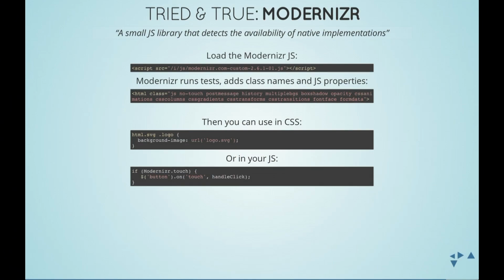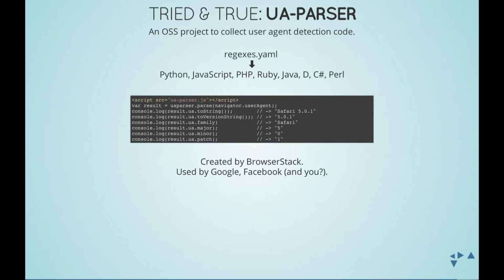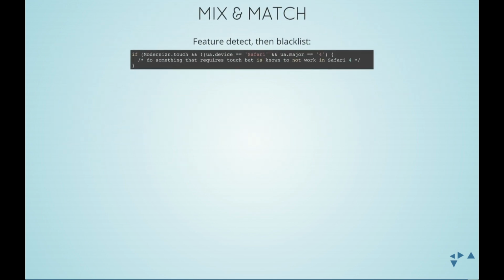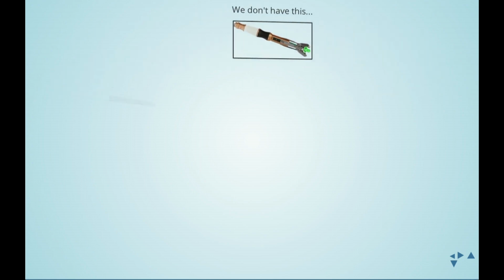And do try feature detection first, right? So use Modernizr and you can see all the different ways of using it. Also, if you do need to do user agent detection, use this library called UA Parser. It's maintained by BrowserStack and contributed to by Google and Facebook. So it's got a lot of great, well-tested regexes in it, and it's supported in lots of different languages. And you can also mix and match, right? You can see if something works and then maybe blacklist it for certain browsers that you know have problems, right? Certain browsers and versions, that's the best kind of blacklist.